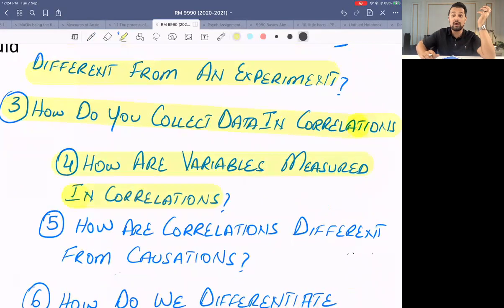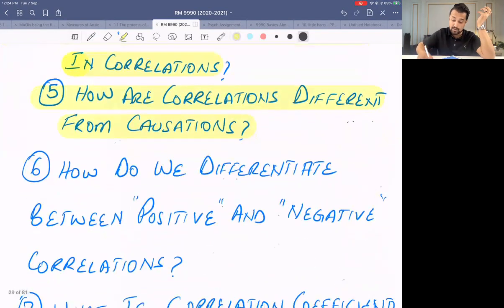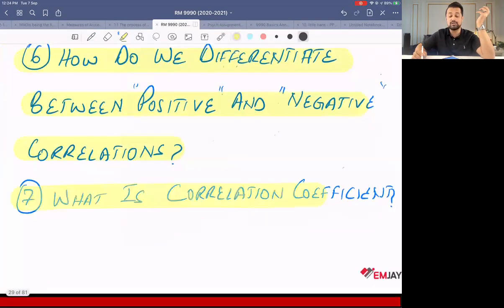Number five, how are correlations different from causations? Number six, how do we differentiate between positive and negative correlations? And number seven, the last one, what is a correlational coefficient?